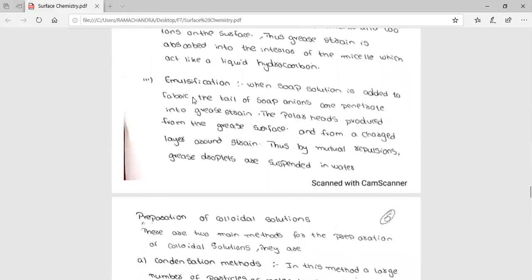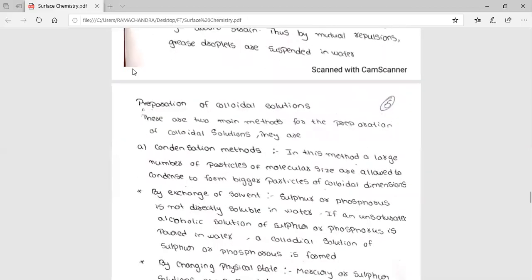So next, coming to the emulsification. When the soap solution is added to the fabric, the tails of the soap anions penetrate into the grease stain. The polar heads project from the grease surface and form a charged layer around the stain. Thus, by mutual repulsion, grease droplets are suspended in water. So that is the emulsification.